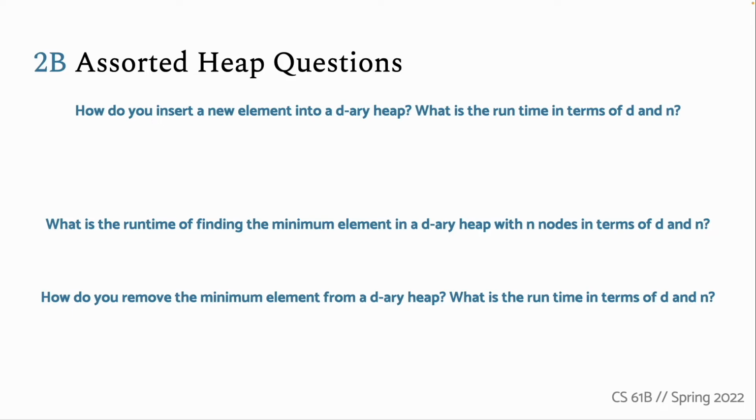Okay, and so now we have a little bit more of a complicated question. So first, there's like 3 parts to this. So first, how do you insert a new element into a D-ary heap versus a binary heap? And what is its runtime in terms of D and N? And what is the runtime of finding the minimum element in a D-ary heap with N nodes in terms of D and N? And how do you remove the minimum element from a D-ary heap? What is its runtime in terms of D and N? So I'll give you a chance to think this through. This is a bit harder, and then we will talk about it together.